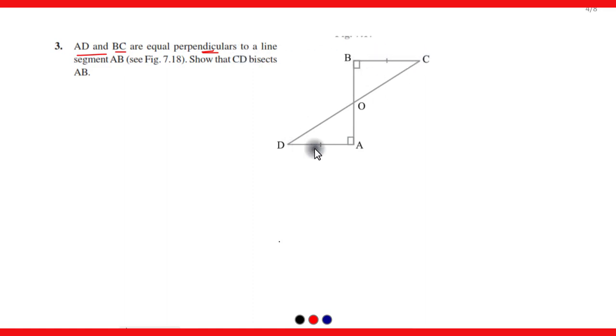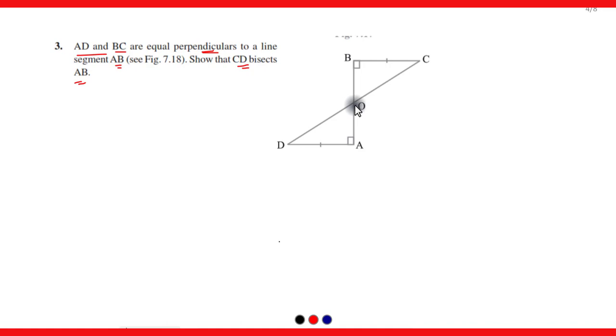This thing is not given to you, but when it is given that AD and BC both are perpendicular to AB, then these two are parallel lines. That is not given, but it is hidden. And also it is given perpendicular to line AB and show that CD bisects AB. We have to show that this CD bisects AB.